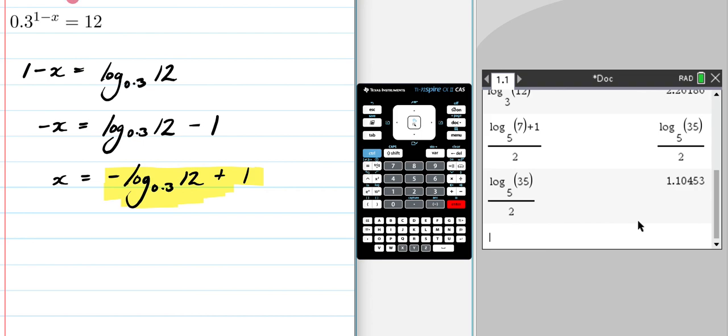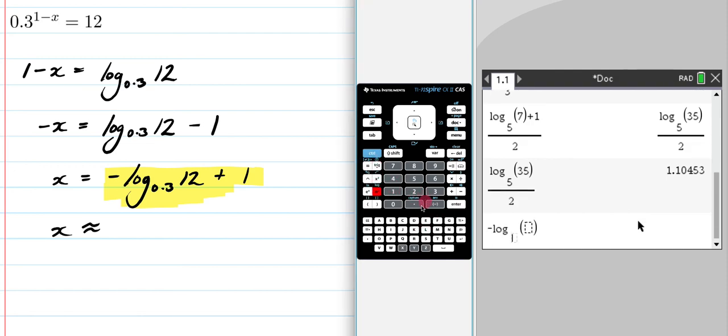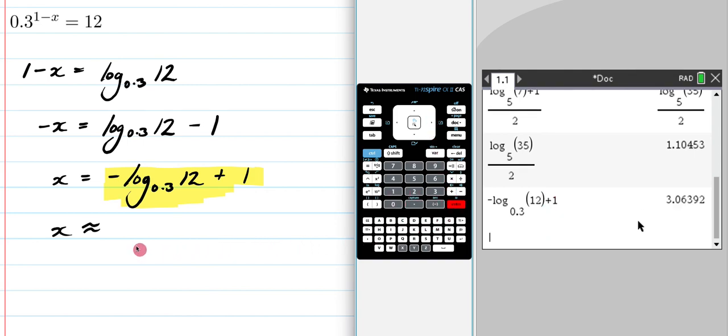If you wanted to get the approximate solution, you're going to have to use your CAS, and what you're going to do is go, I have negative, control log 0.3, 12 plus 1. Enter, 3.06. That is your approximate.